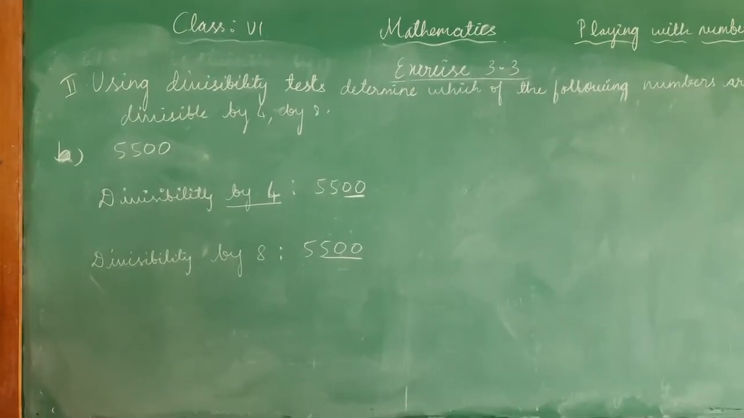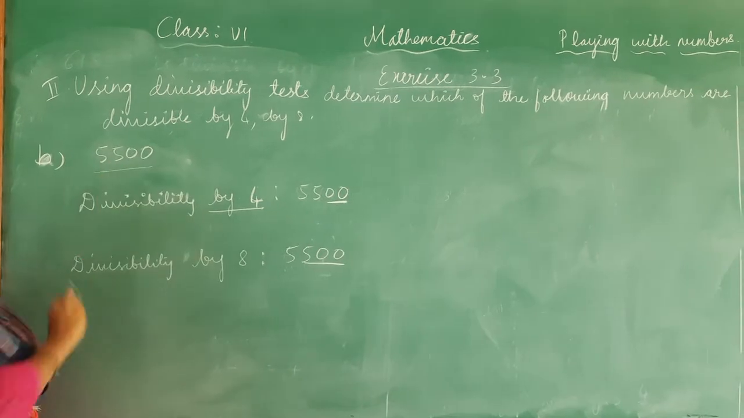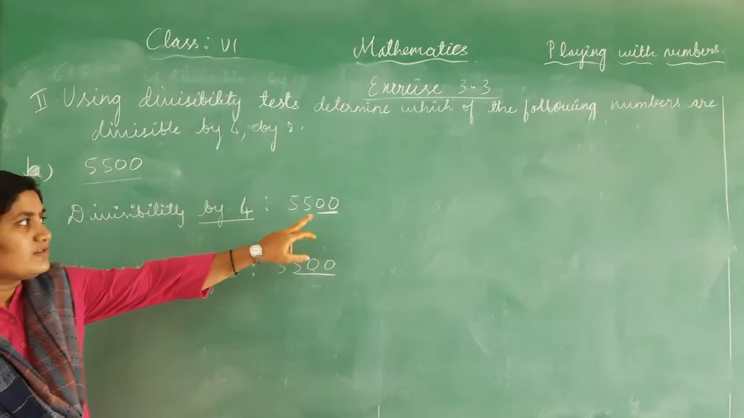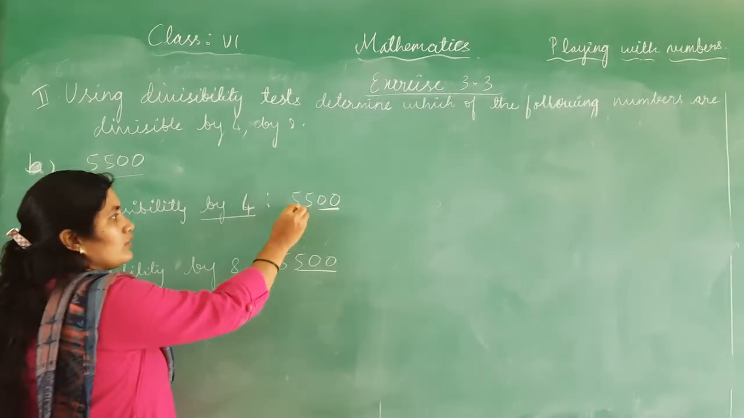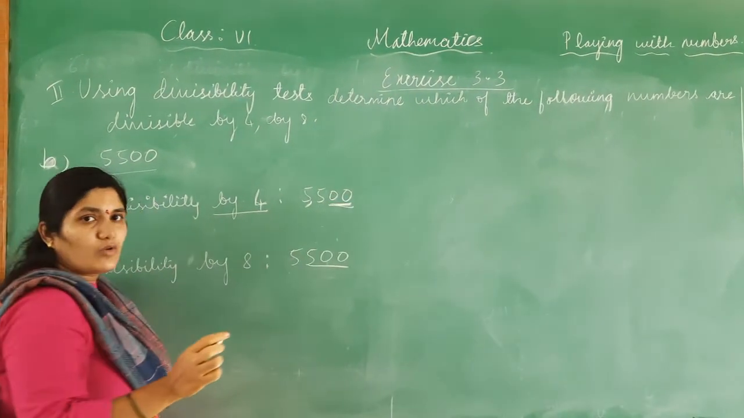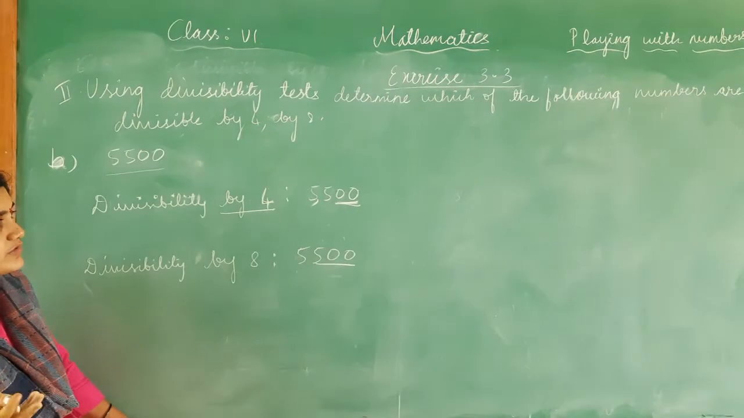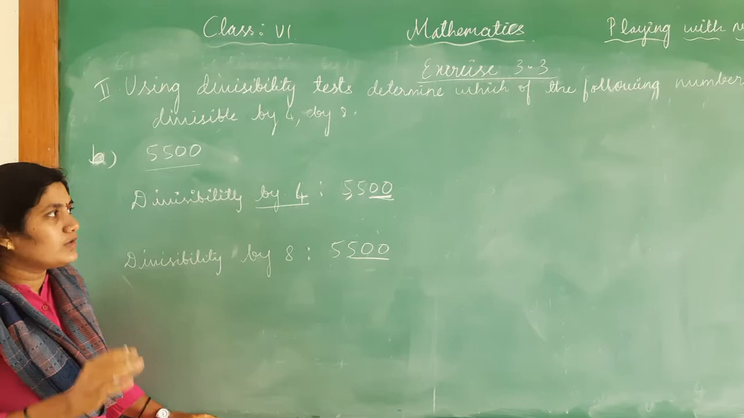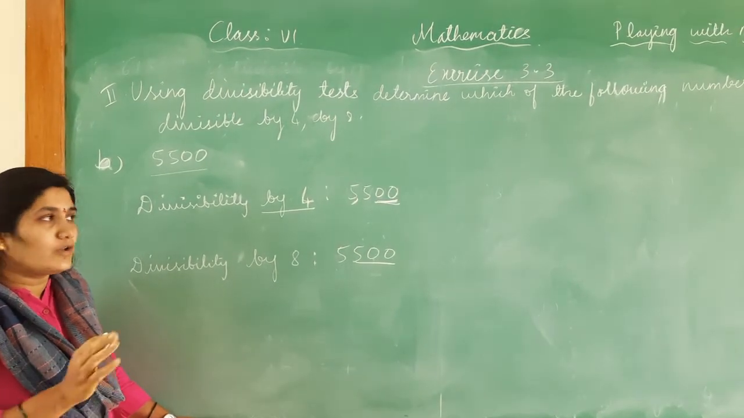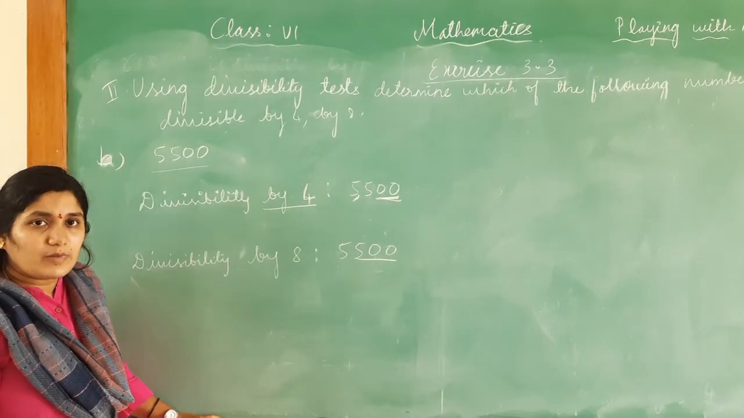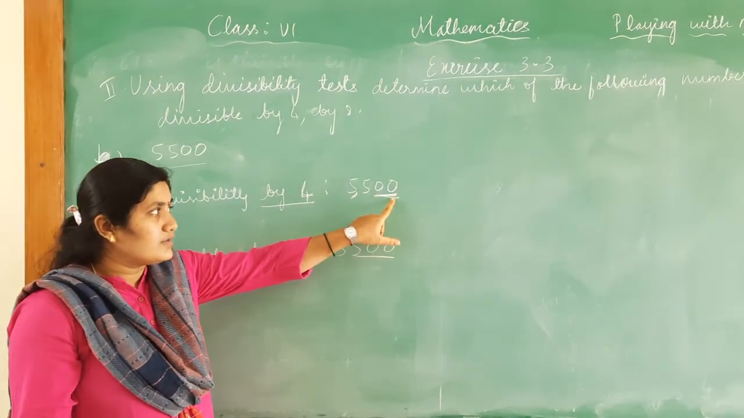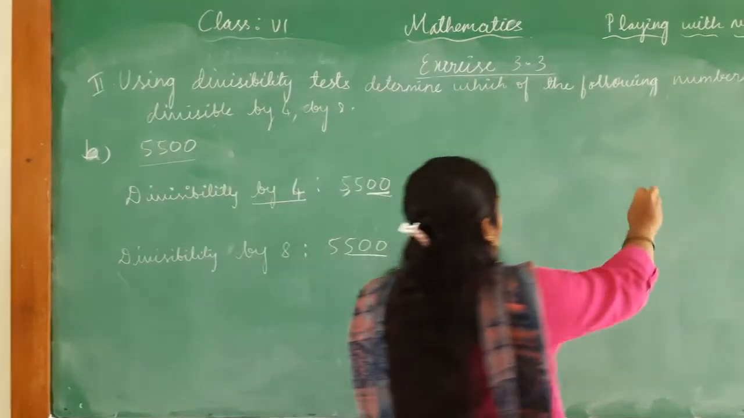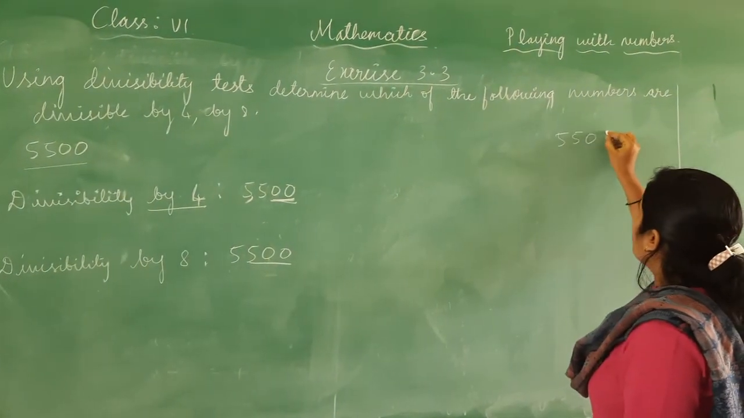Now let us move on to the second problem, that is 5500. Now let me check first the divisibility by 4. 5500, as you can see, the last 2 digits are 0. Directly by seeing the rule we cannot tell, because according to the rule the last 2 digits should be divisible by 4, then only the given number is divisible by 4. But here we have last 2 digits 0. So let me check by actual division, that is 5500 divided by 4.